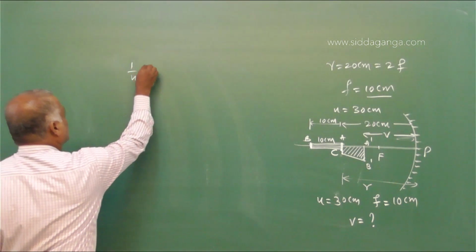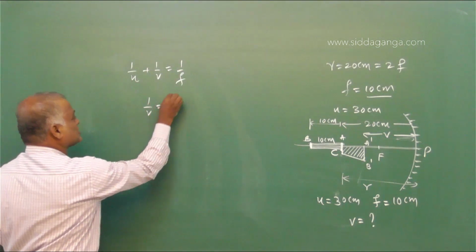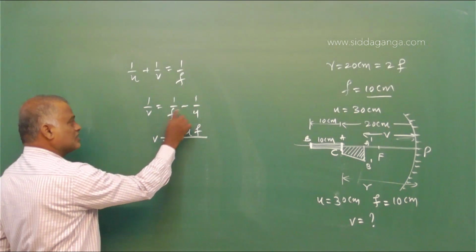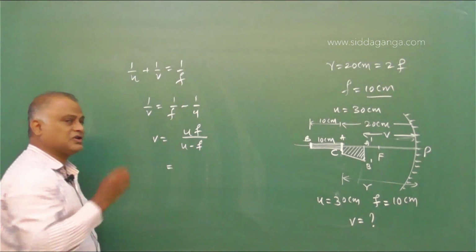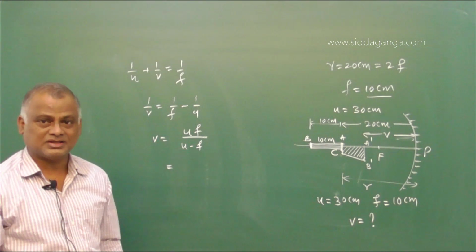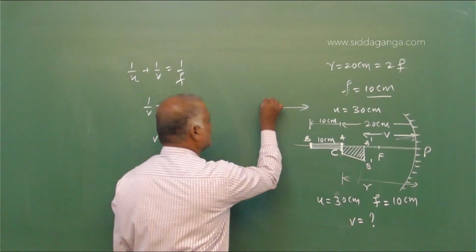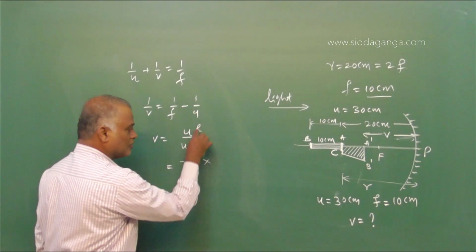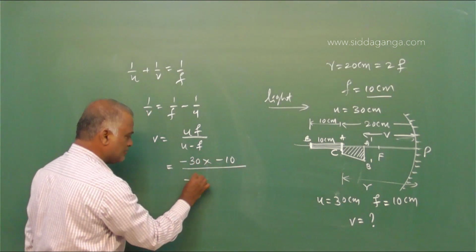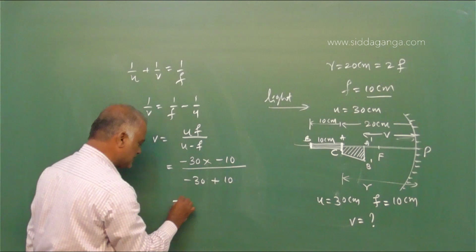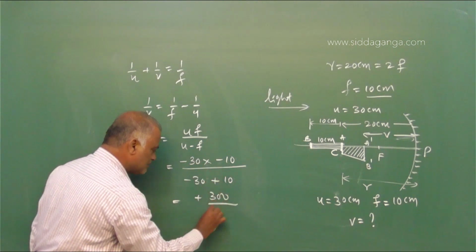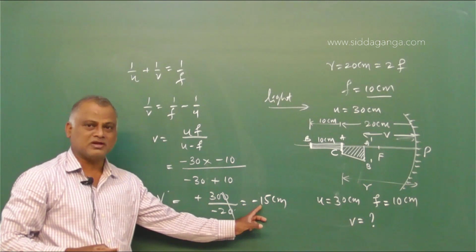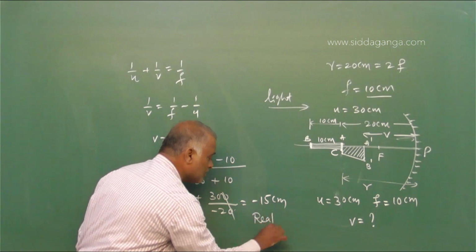That is 1 by u plus 1 by v is equal to 1 by f. Let us solve for 1 by v. Take the LCM, so you will get uf divided by u minus f after taking the reciprocal. Then substitute the values. I told you when you are substituting the values, put the sign convention. Now light is coming from here. This is the incident light. All distances are measured from the pole. It is opposite, therefore minus 30 into f, which is minus 10, whole divided by minus 30 minus of minus 10, that is plus 10. So the numerator is plus 300 divided by minus 20. So how much will you get? Minus 15 centimeter. So negative means the nature of the image is real and inverted.